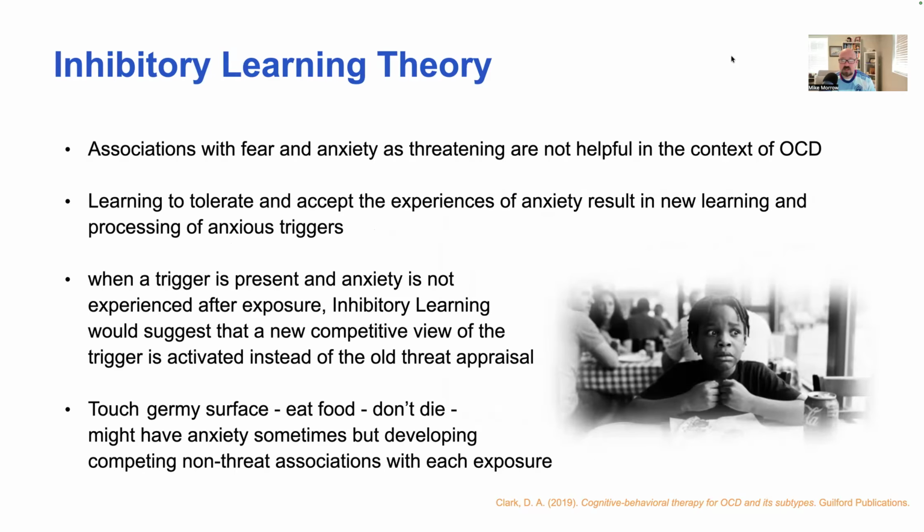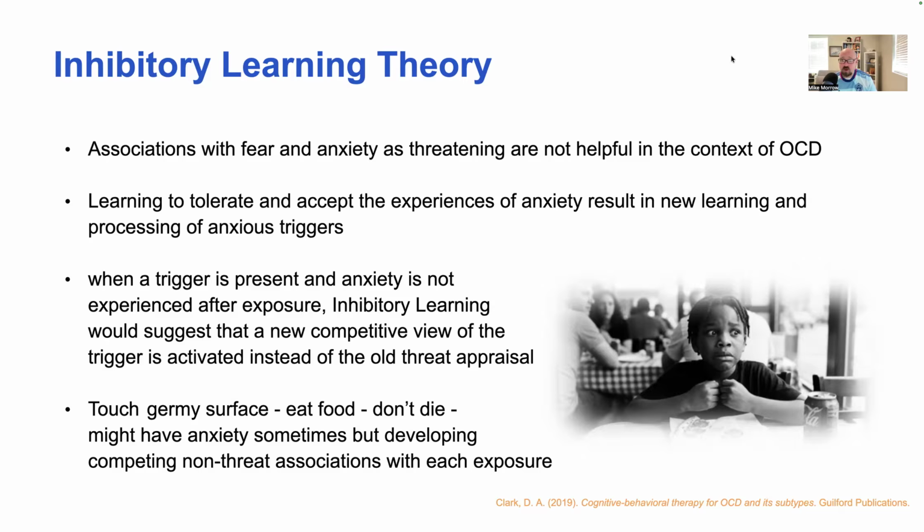This is really important because in the contrary theory, inhibitory learning theory, associations of fear and anxiety as threatening are not helpful in the context of OCD. So that's how they're seeing it, is that when you associate your fear and anxiety as threatening, so not so much the trigger, but the fear and anxiety itself is threatening, that's not helpful within the context of OCD. So what we are hoping to do is learn to tolerate and accept the experiences of anxiety, which results in new learning and processing of anxious triggers.